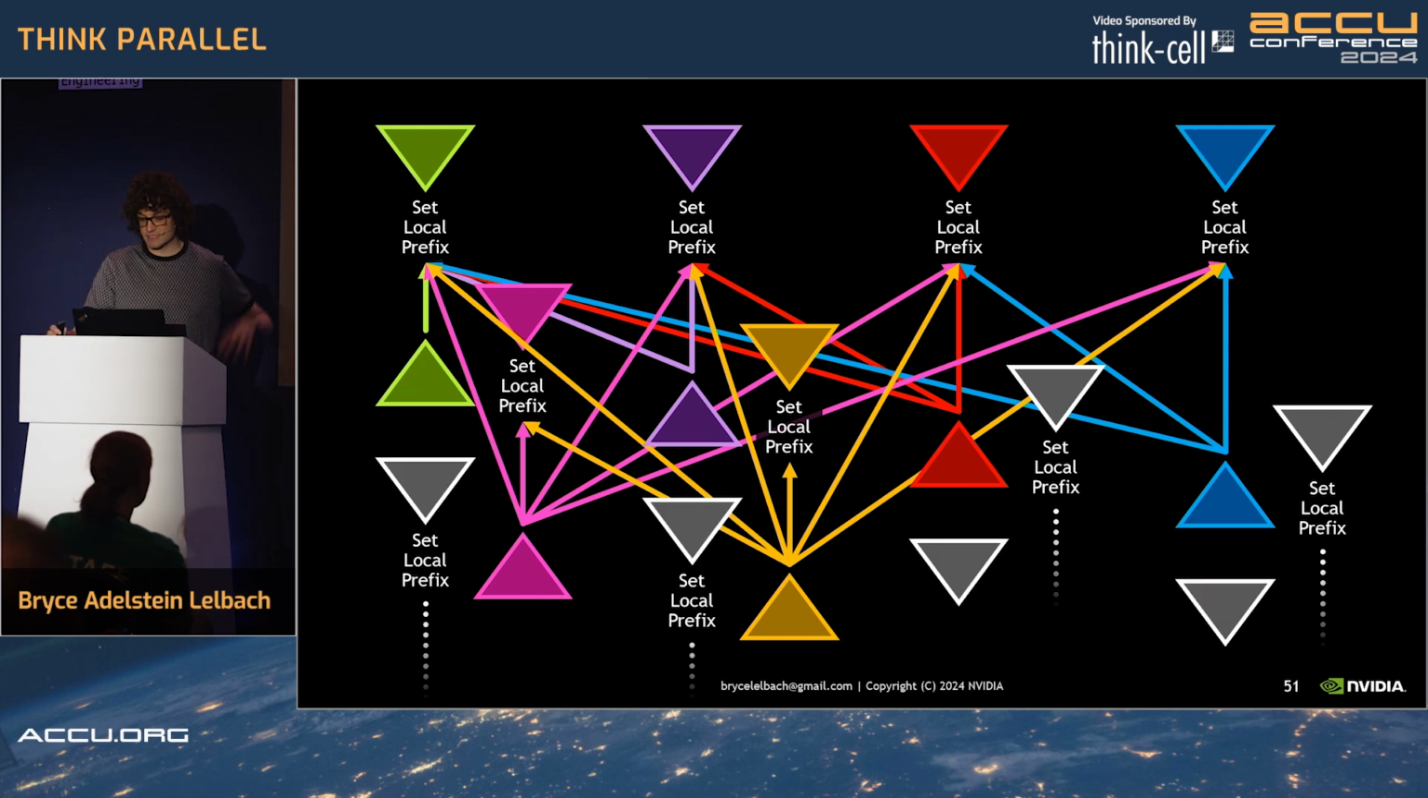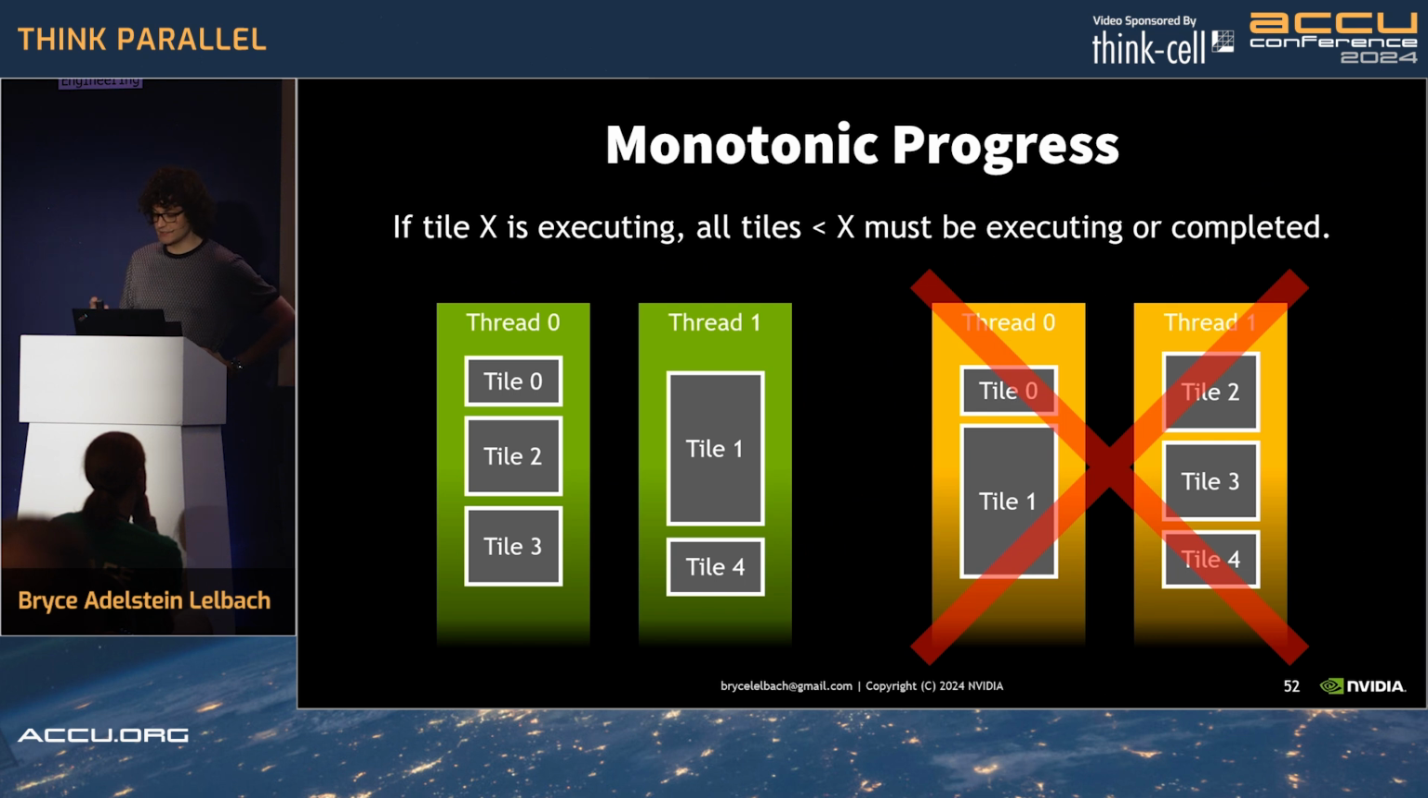And eventually, the predecessor prefix for each tile becomes available, the tile completes, and another tile starts executing. So by utilizing oversubscription here, that is having many more tiles than physical threads, we can effectively hide the latency of waiting. But for all of this to work correctly, we need a guarantee that tiles are executing in monotonically increasing order. That is, tile X can only be executing if all tiles preceding X are either executing or have completed. So I call this monotonic progress.